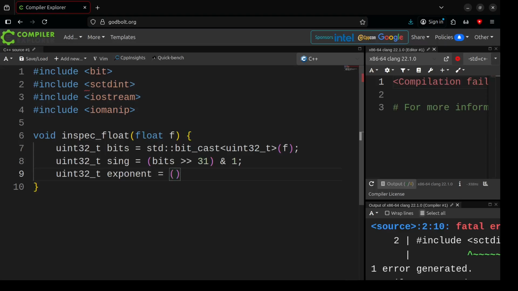That's the exponent. It is 8 bits. So what do we do with it? We take the bits and we shift them 23 bits. That's the Mantissa size. So basically we remove the Mantissa and then we apply this mask, which is 8 bits worth of ones.